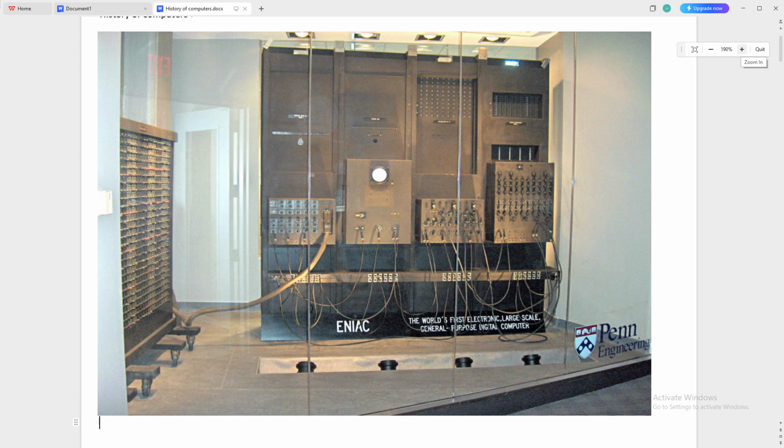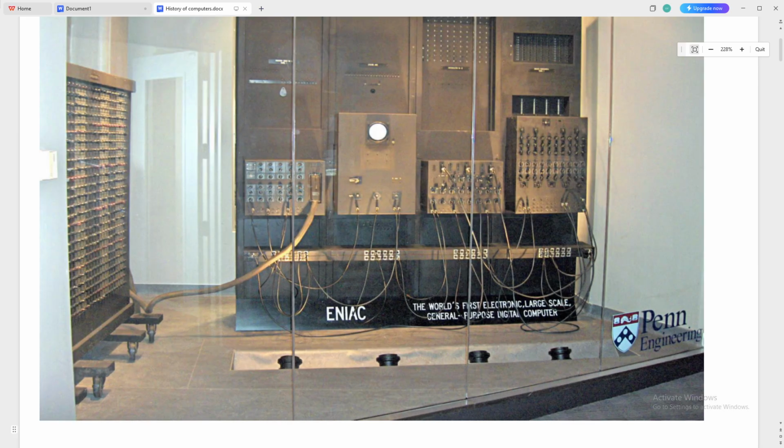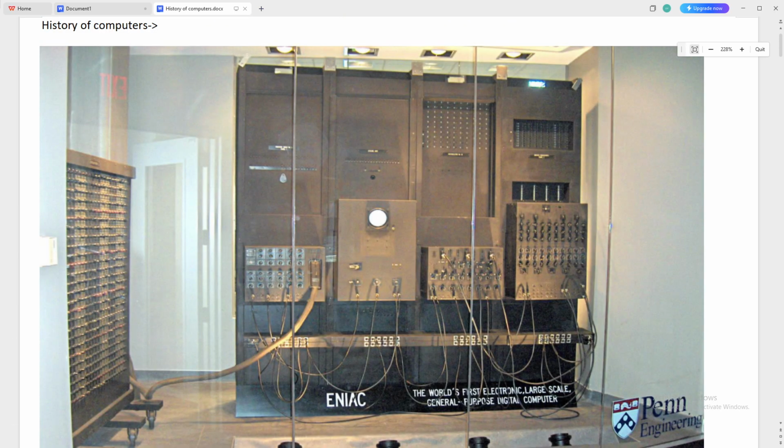So I want that you continue the series, and if you have any problem, you can just comment it down. Okay, so this is the structure. The first computer which was built is ENIAC. This is the first electronic large scale general purpose digital computer.